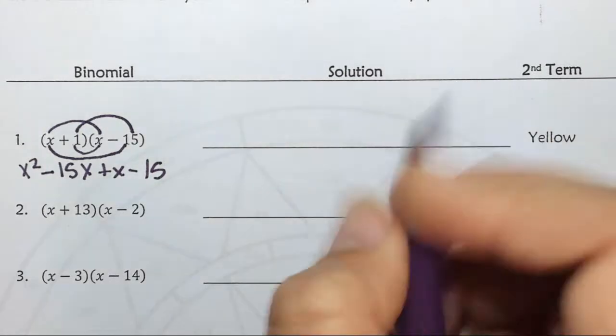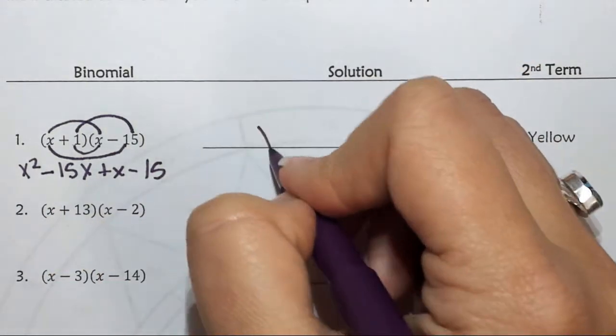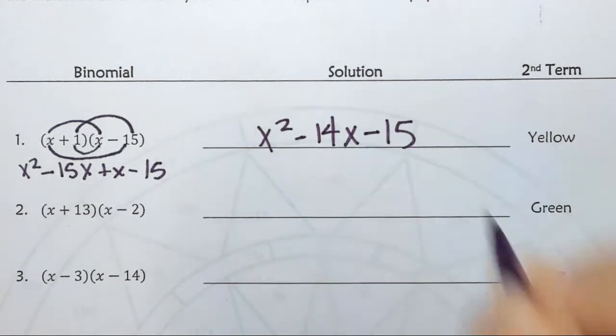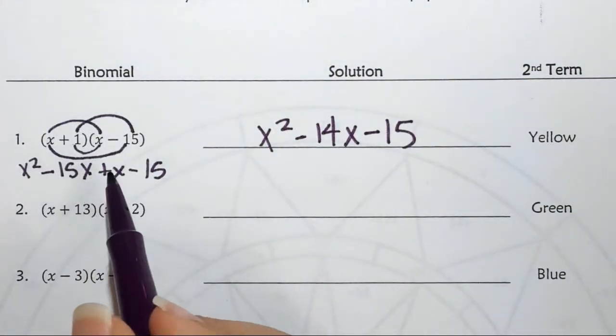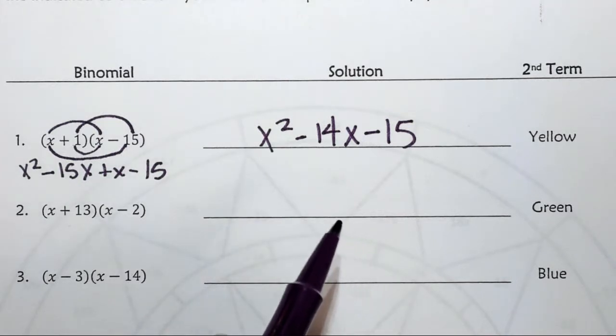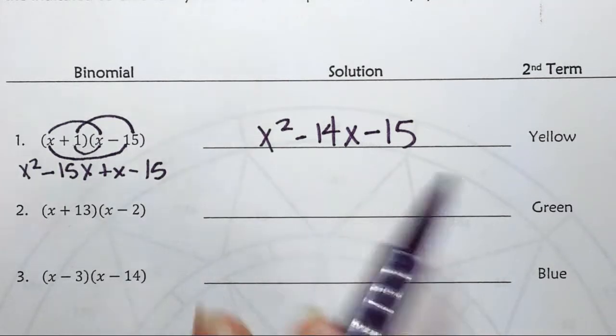Alright, so then you combine like terms. So what's -15x plus x? No, we're just adding, guys. It's -15 plus 1. That's -14. And you just bring your x over. Remember, when you add or subtract like terms, you don't change the exponent.